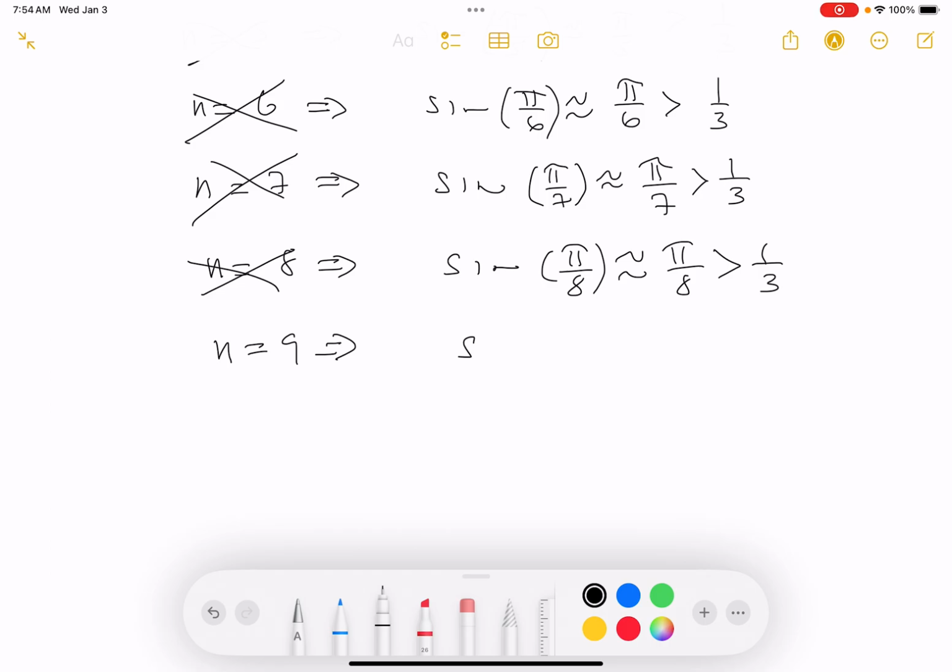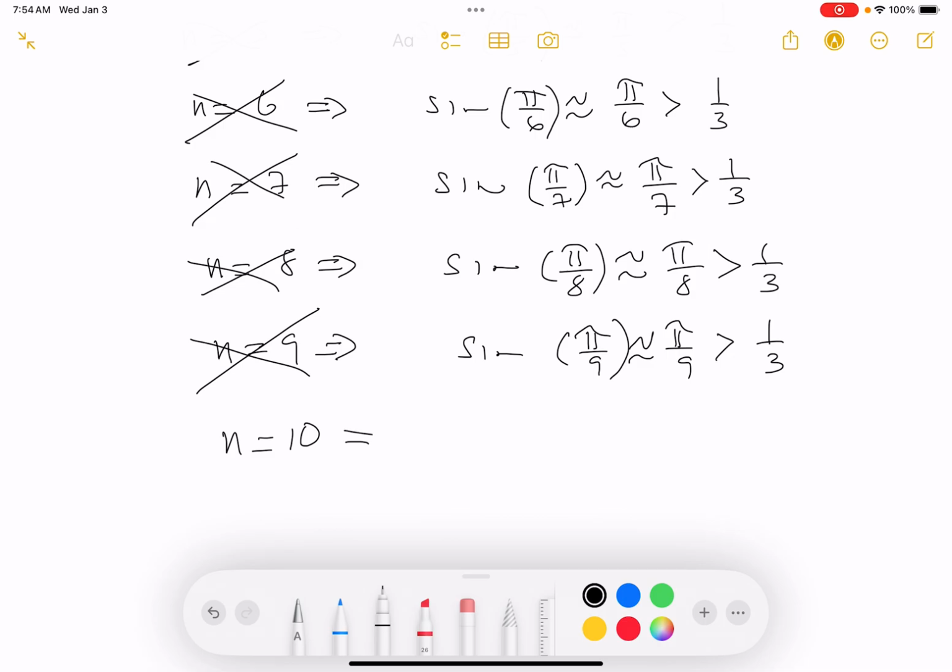And what do you get there? The sine of pi over 9. And again, that's roughly pi over 9. I'm going to say it's greater than 1/3 again. The reason is pi is roughly 3, but it's bigger than 3, and so 3 times pi will be bigger than 9, and 9 is not bigger than pi times 3. So it's out of the question. Let's go to 10.